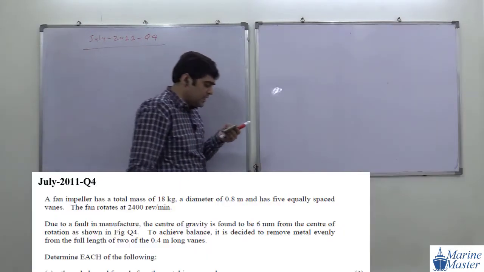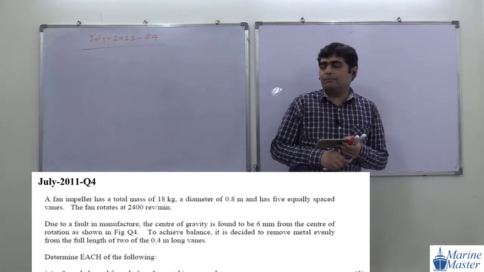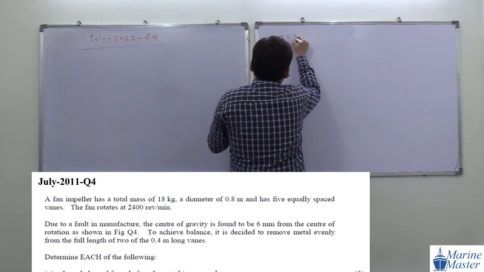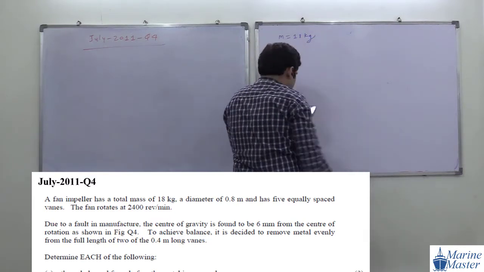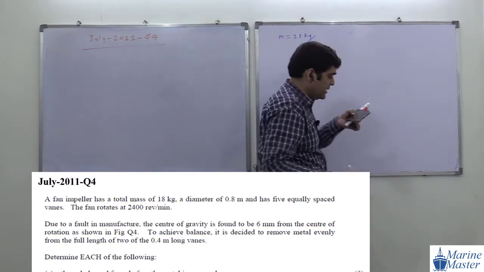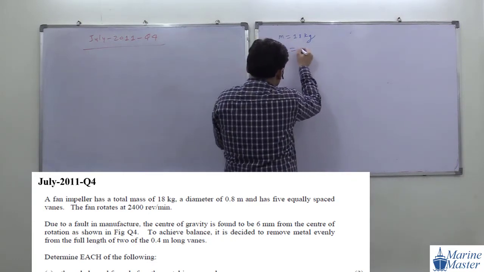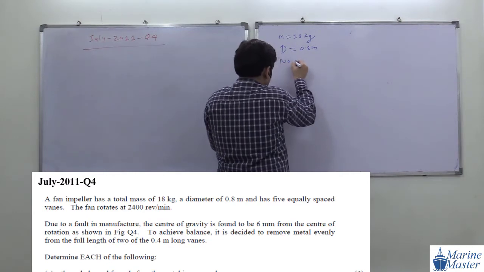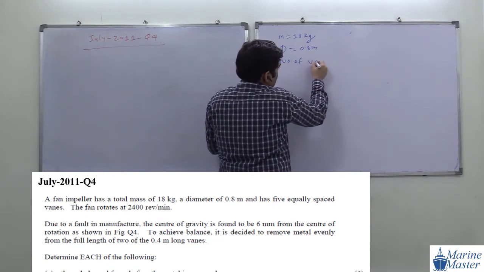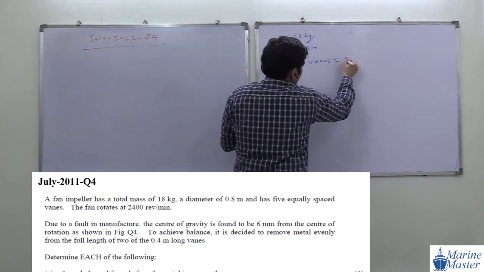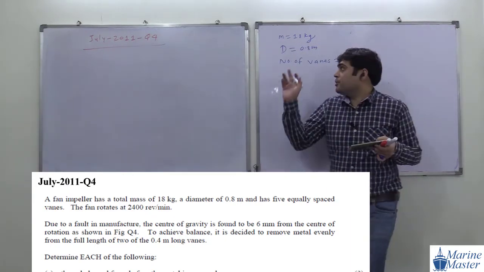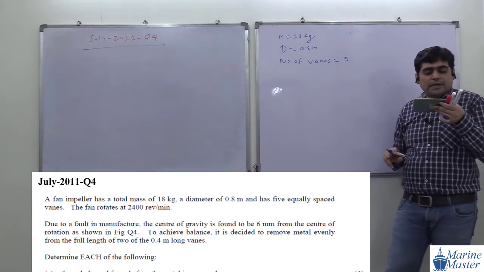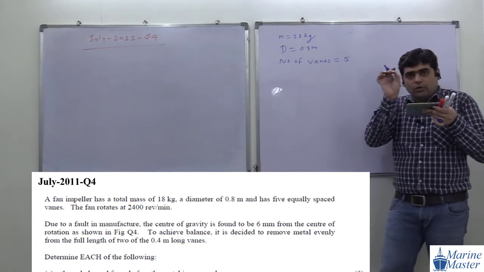So try to see the scenario here. We have an impeller whose mass is 18 kg. Diameter of the impeller is 0.8 meter. Number of blades, or we will say number of vanes, is 5. And it rotates at 2400 revolutions per minute.